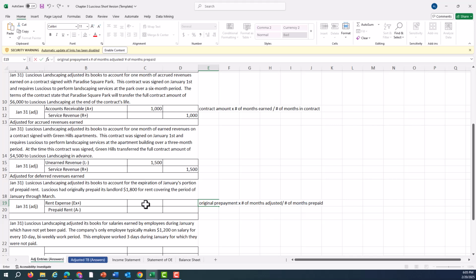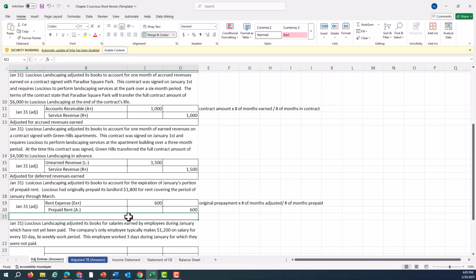So for us right here, we originally prepaid $1,800. We are adjusting for 1 month's worth of expiration, just the month of January, out of the January through March, 3 months that we prepaid for. So 1/3 of our rent coverage, if you will, is expiring. And we now get to expense 1/3 of that prepayment, which is $600. So that's going to be our debit to rent expense and our credit to prepaid rent. And here we adjusted for rent expiration.